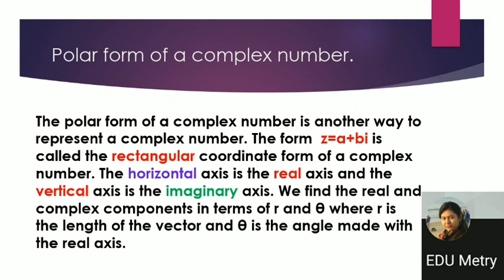Now you know the polar form of a complex number is another way to represent a complex number. The form z equal to a plus ib is called the rectangular coordinate form of a complex number. The horizontal axis is the real axis and the vertical axis is the imaginary axis. We find the real and imaginary components in terms of r and theta, where r is the length of the vector and theta is the angle made with the real axis.